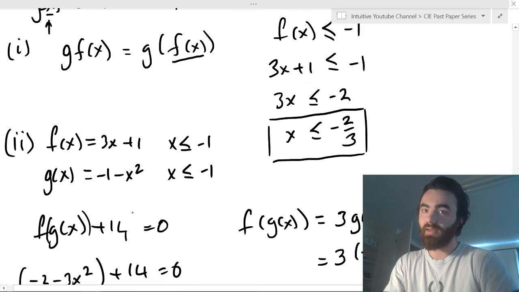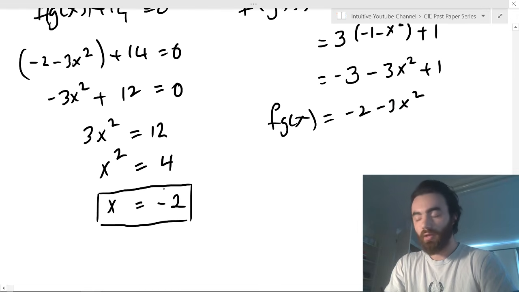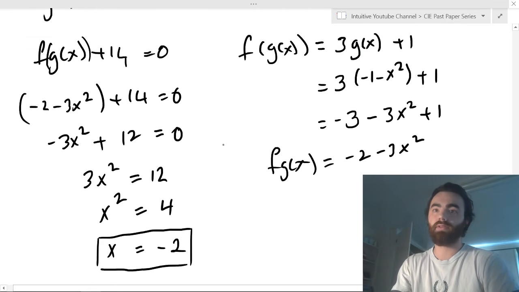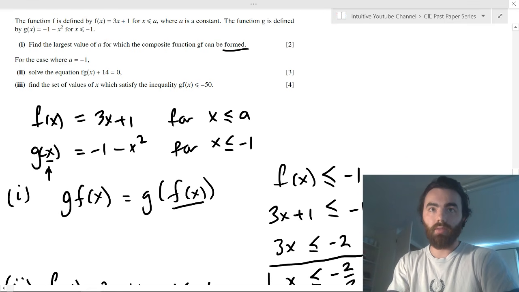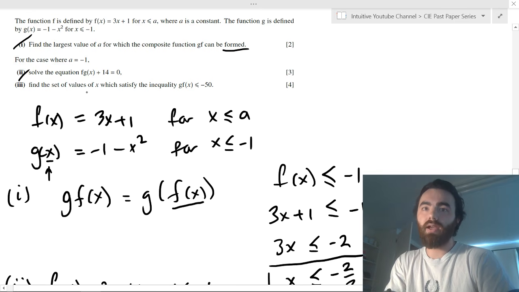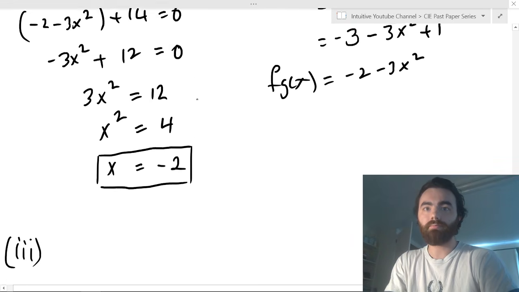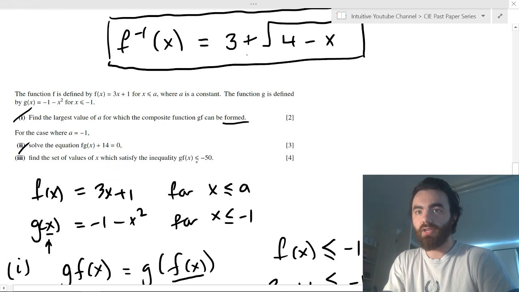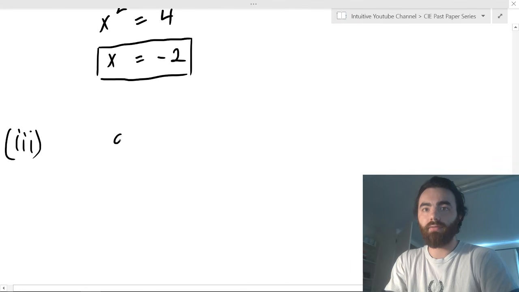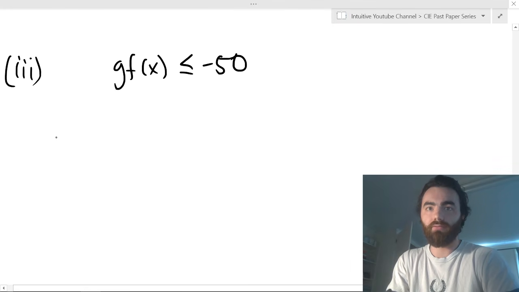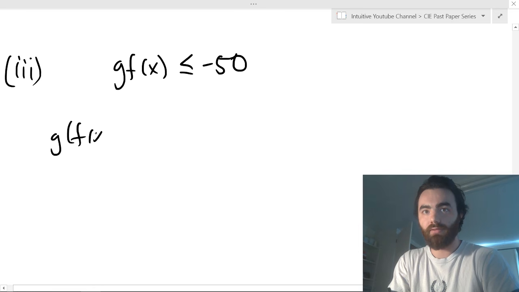I hope that makes sense. If that doesn't make sense, you should really go away and learn about composite functions and domains and ranges of composite functions. Okay, that's that done. And then finally, find the set of values for which x satisfies the inequality. So g of f of x is less than or equal to -50. Well, let's just find g of f of x first.